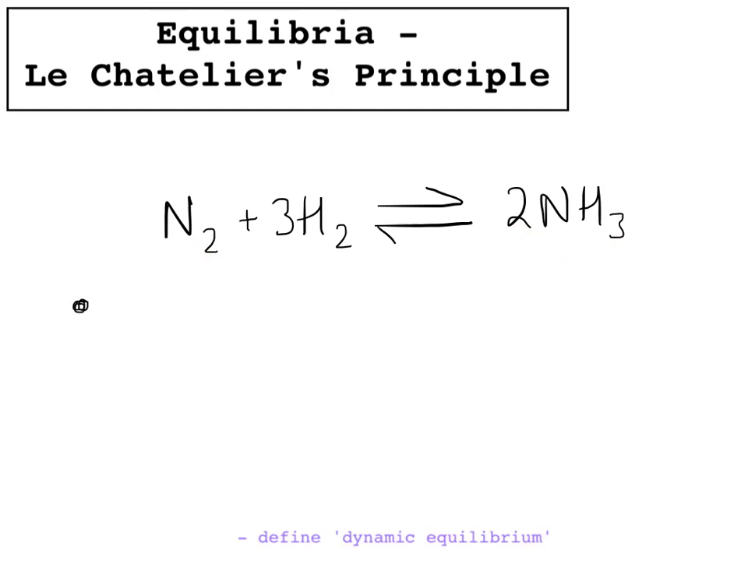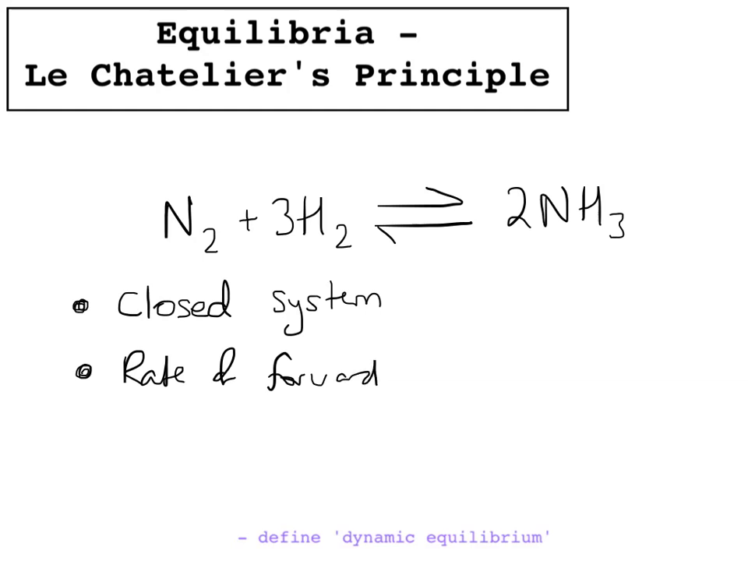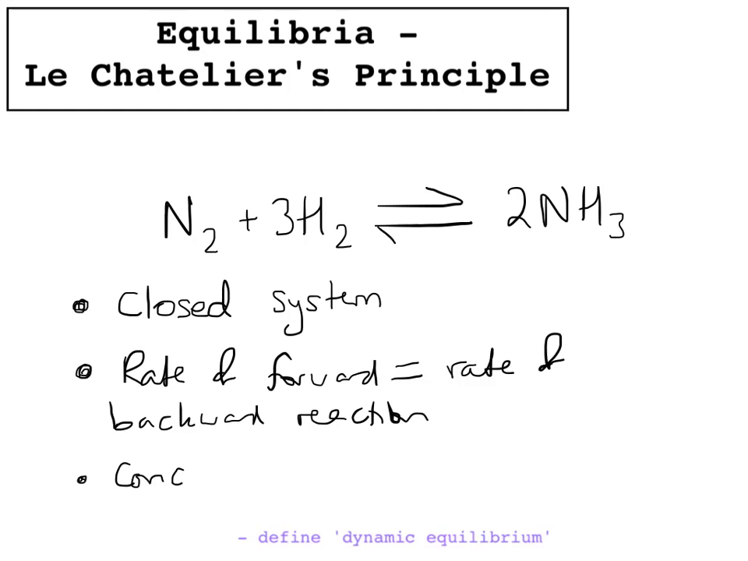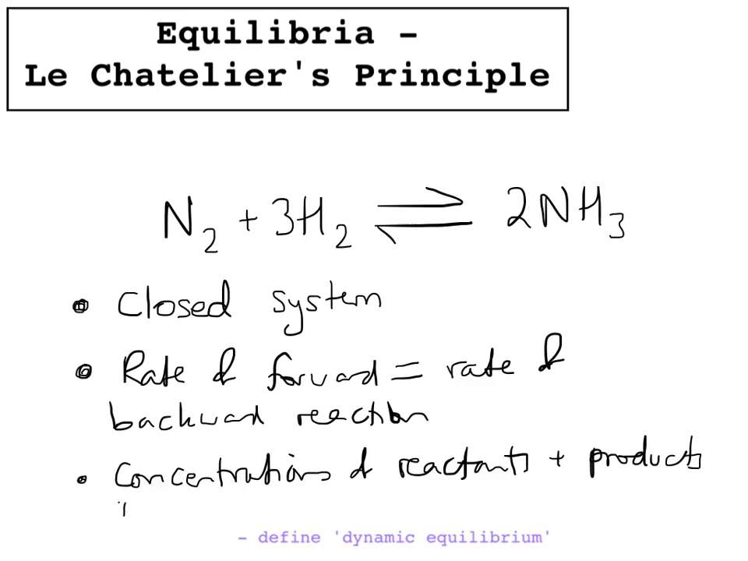What we must have for that to happen is a closed system, and what that means is that no reactants get in and no reactants get out, or products for that matter. So you have to have a closed system, and at a dynamic equilibrium, the rate of forward reaction equals the rate of the backward reaction, and the concentrations of reactants and products do not change. It's important that you can distinguish between those two things.